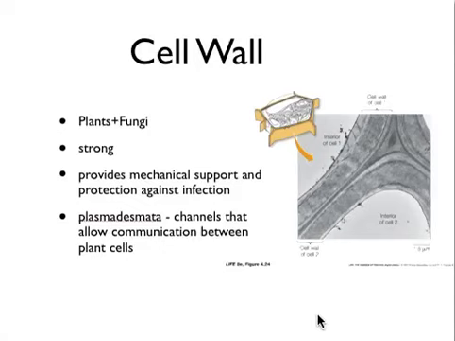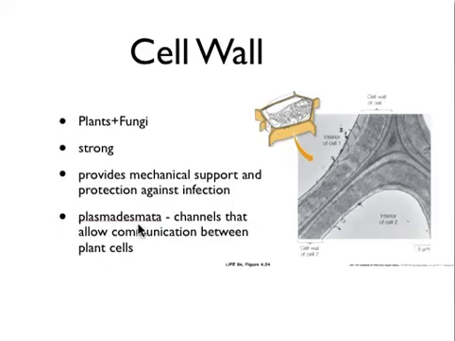Okay, so let's talk about the individual parts of cells, in general, eukaryotic cells. So first of all, let's start with the cell wall. This usually happens more in plants and fungi. It's really strong, and its function is to provide mechanical support and protection against infection.